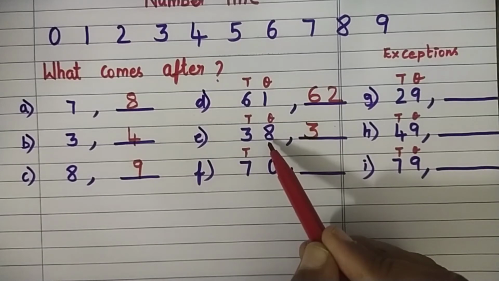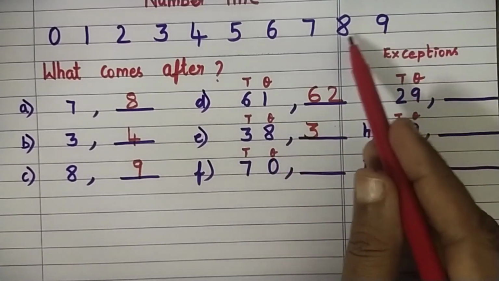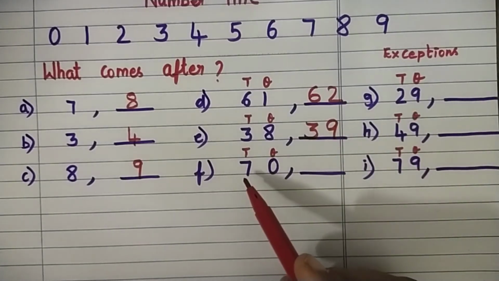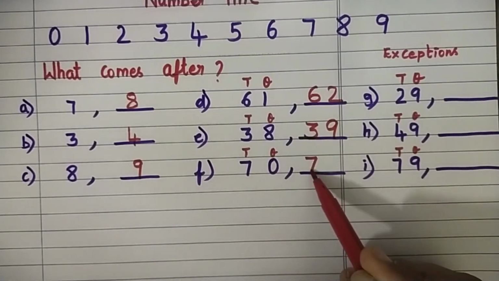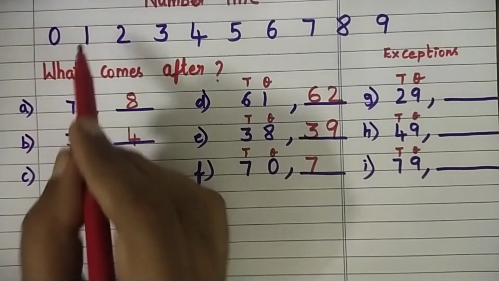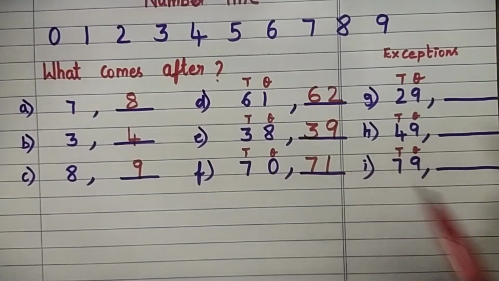Ones place 8. So what comes after 8? It's 9. So write 9. Same way, tens place you have to write as it is. In ones place 0. What comes after 0? It's 1. So write 1.